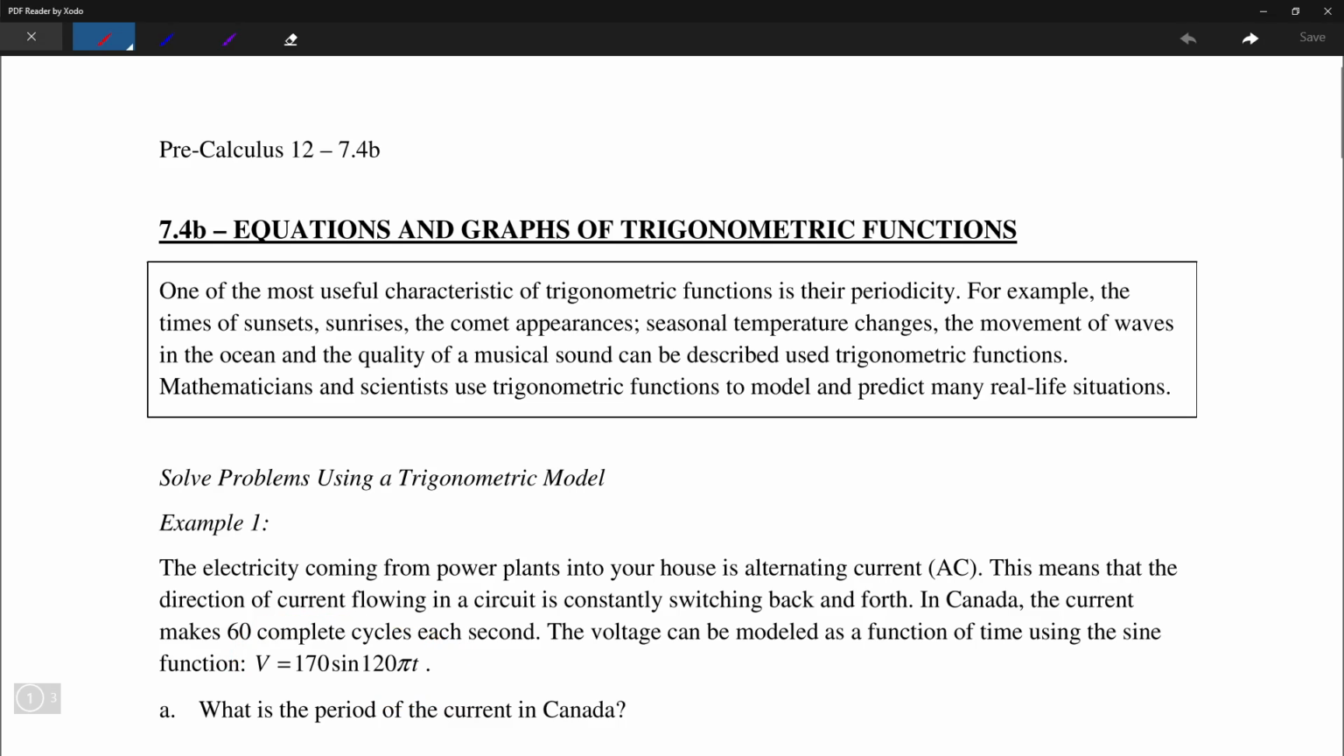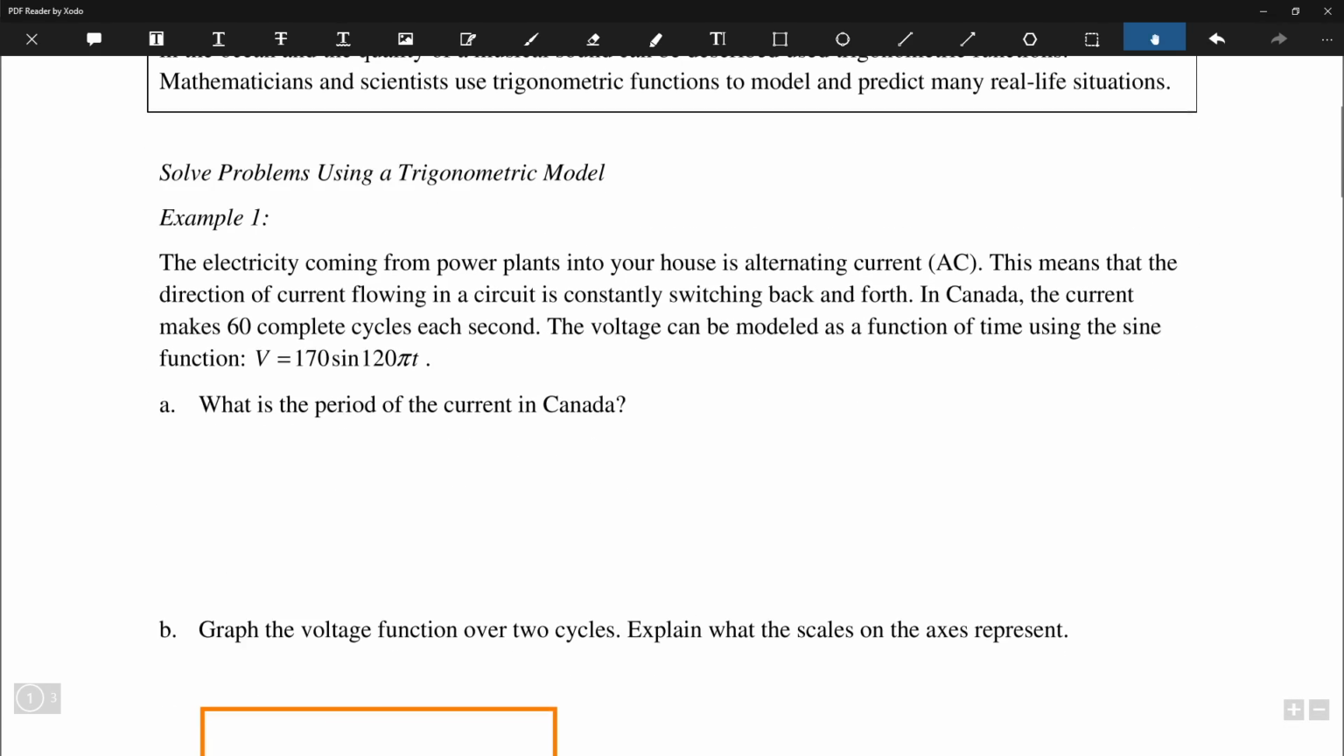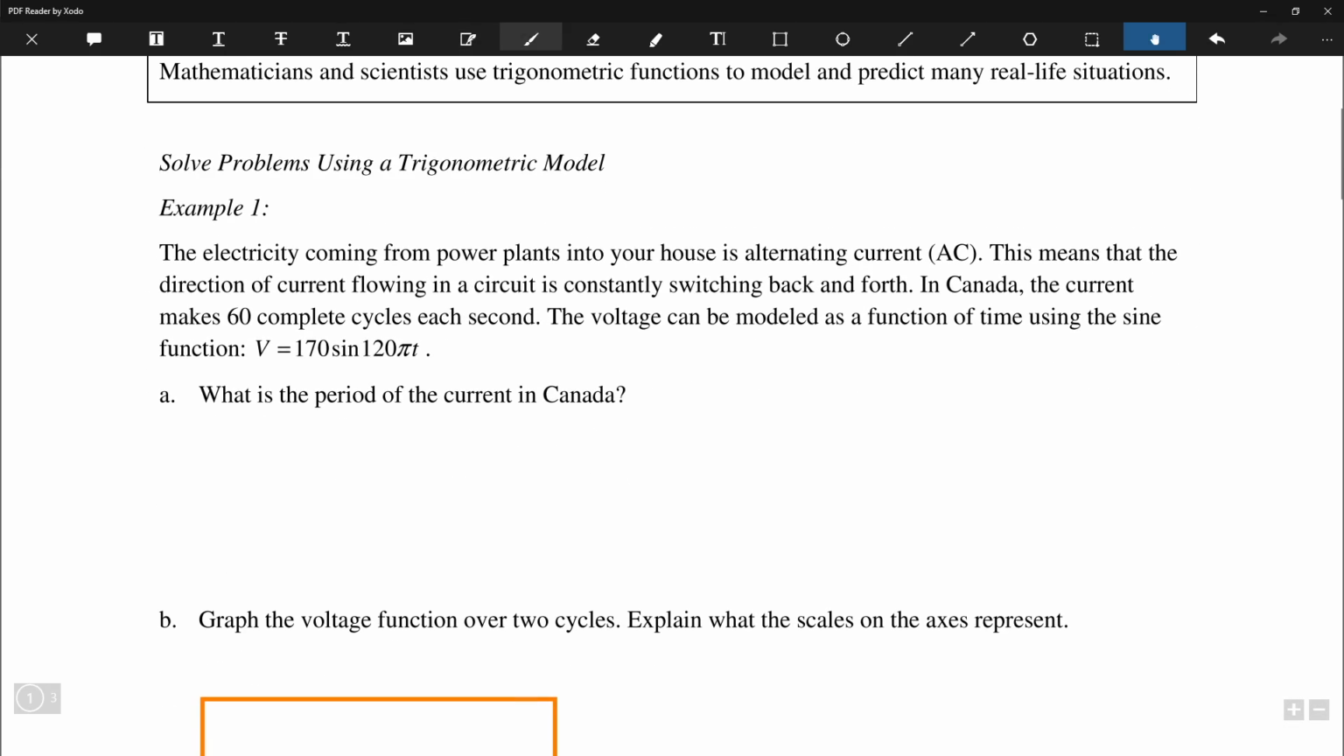So in the first question, it asks for the period of the current in Canada. It looks like it's already given to us here, 60 complete cycles per second. But we also want to look at how that is embedded in the equation itself. So we have b is equal to 120 pi in this question.